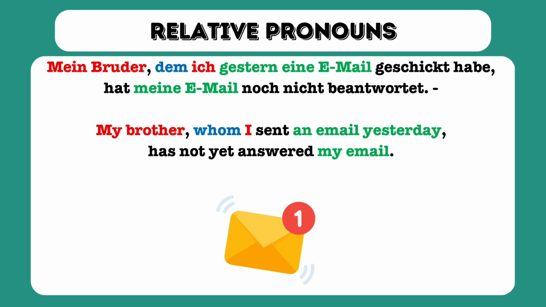You could of course just restate this relative clause as its own sentence and remove all of this weirdness that's happening here. You could just say, Ich habe meinem Bruder gestern eine E-Mail geschickt, which is, I sent my brother an email yesterday. Then you could follow it up with another sentence that just says, Mein Bruder hat meine E-Mail noch nicht beantwortet, which is, my brother has not answered my email yet. But if we want to be more efficient, we can put these two things together and say it like I did in this example. Mein Bruder, dem ich gestern eine E-Mail geschickt habe, hat meine E-Mail noch nicht beantwortet. My brother, whom I sent an email yesterday, has not answered my email.